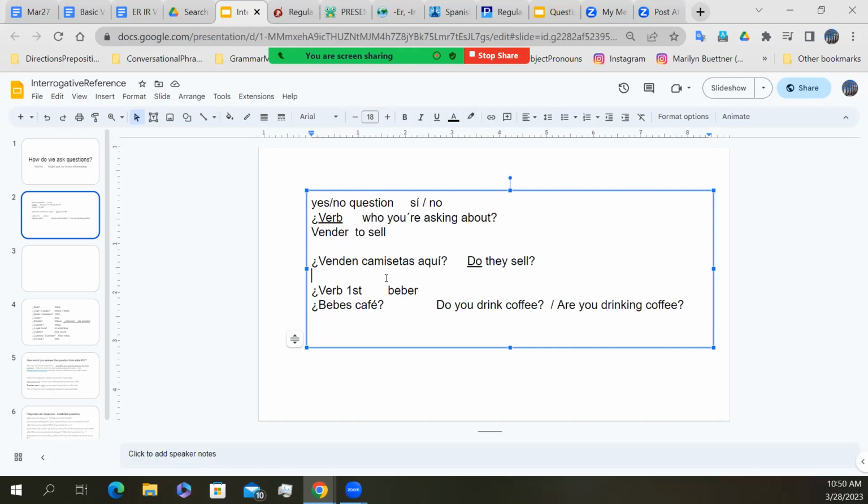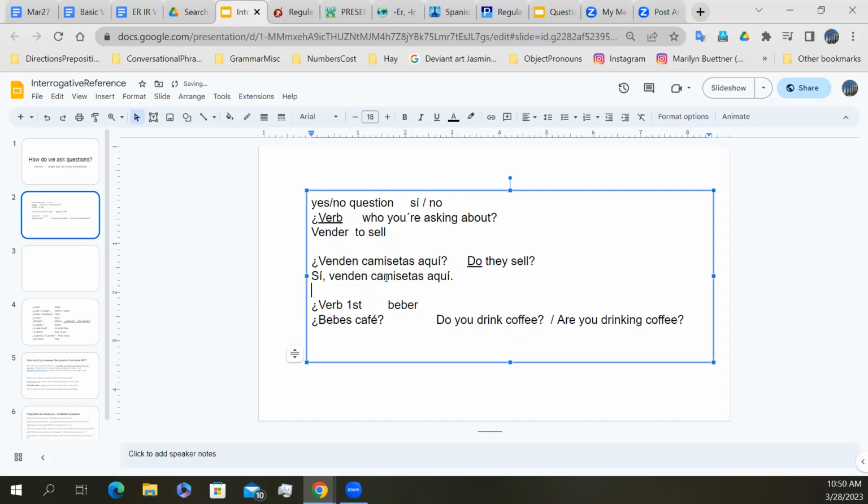The way we answer that is, well, we're talking about do they sell? So when you answer it, it's, sí, venden camisetas aquí. Yeah, they sell t-shirts here. Sí, venden camisetas aquí. Okay? The answer to the yes/no question for bebes café would be, what would the answer be for this? Bebes café?